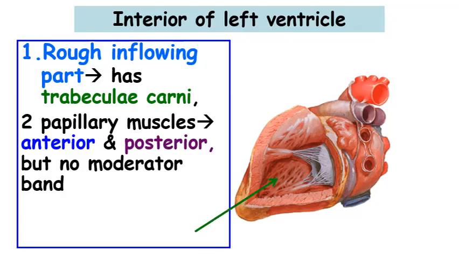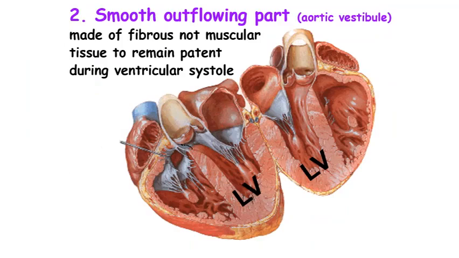And the elevation continues. It forms two papillary muscles. The papillary muscle coming from the anterior wall of the left ventricle is called the anterior papillary muscle, whereas the papillary muscle coming from the posterior wall of the left ventricle is called the posterior papillary muscle. Inside the left ventricle, there is no moderator band.